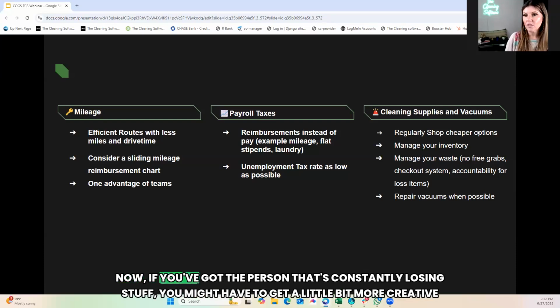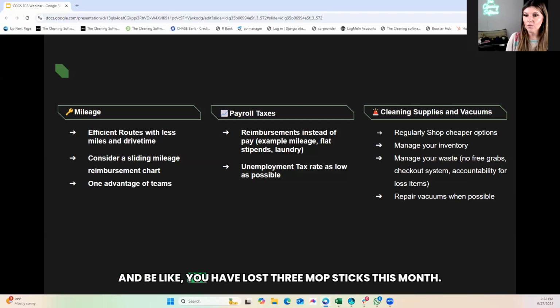Now, if you've got the person that's constantly losing stuff, you might have to get a little bit more creative and be like, you have lost 3 mop sticks this month. I'm going to have to make you pay for the next one, or you're going to have to buy your own.